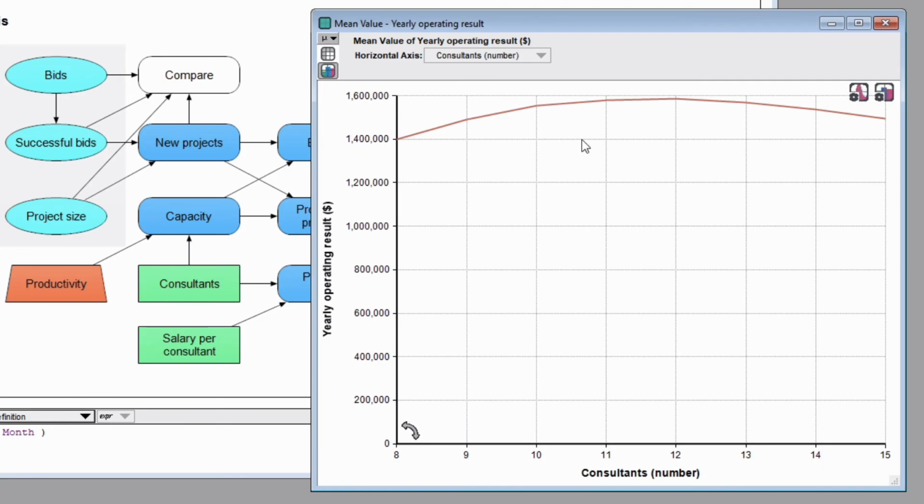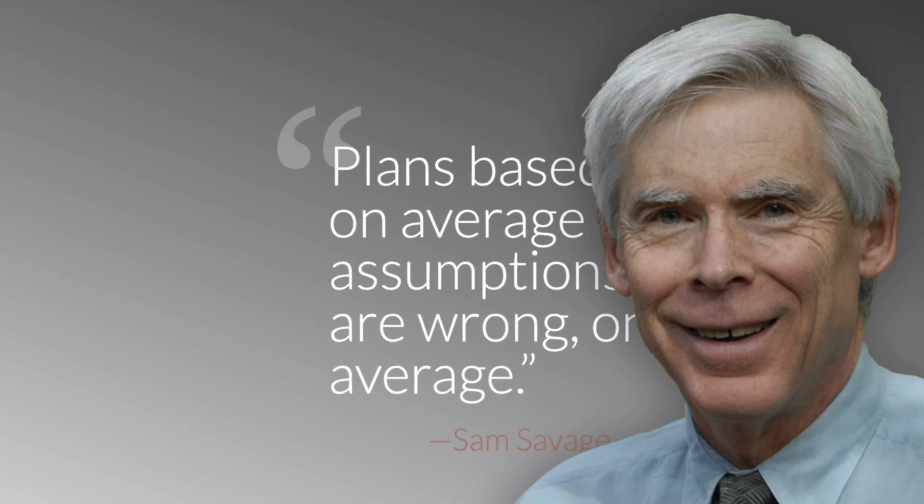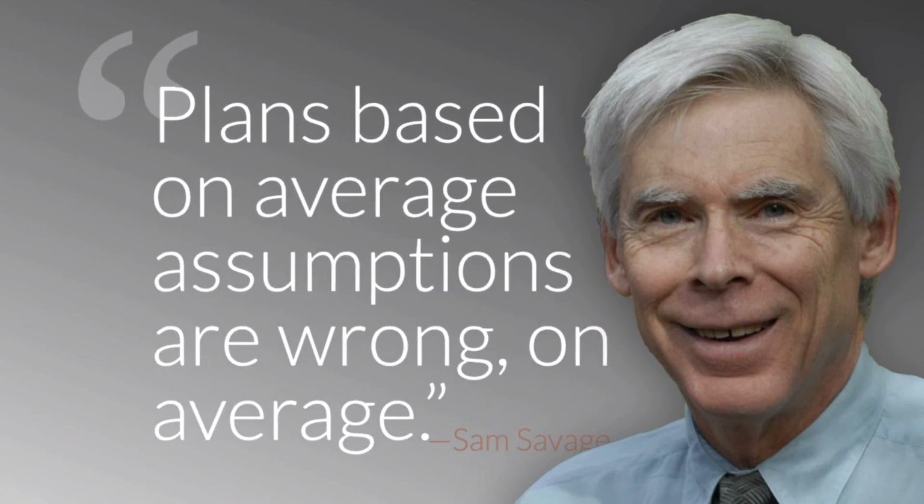Now, what's the takeaway of all this? We've seen that without taking risks and uncertainties into account, we just create arbitrary results. And that's not getting better if we use average values for model assumptions. As Sam Savage puts it so aptly, plans based on average assumptions are wrong on average. This is always the case when you have capacity constraints or something that limits the upside but exposes you to the downside. Look at this.